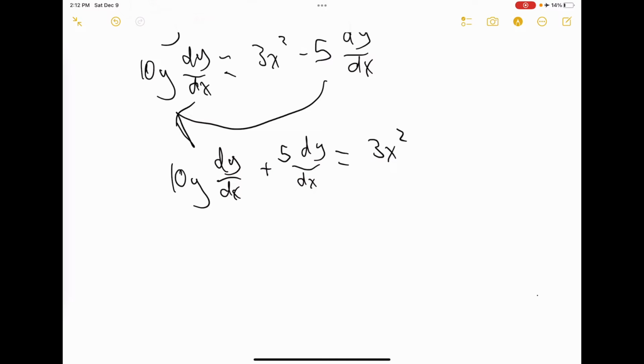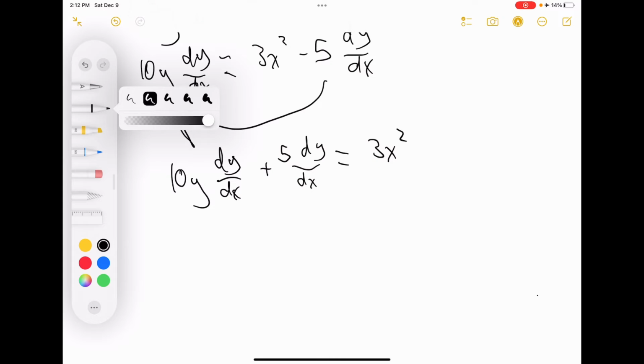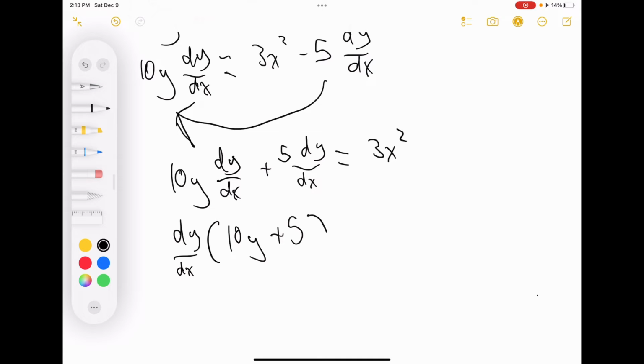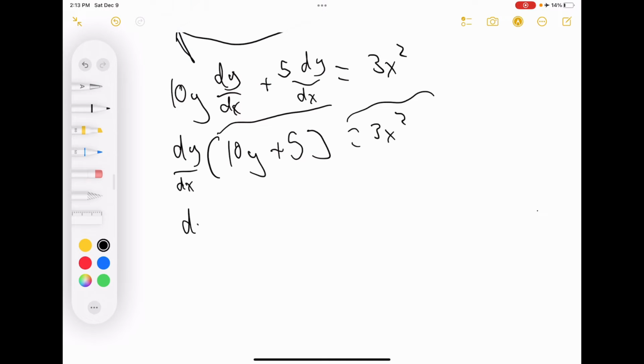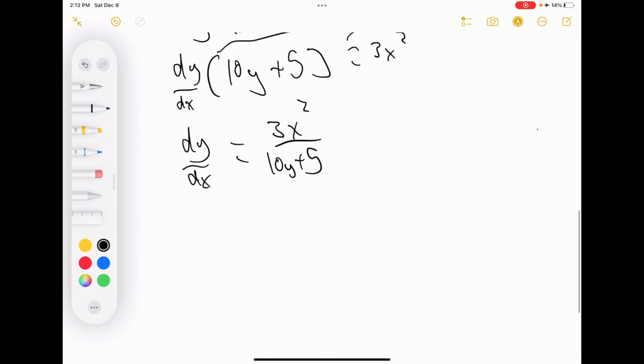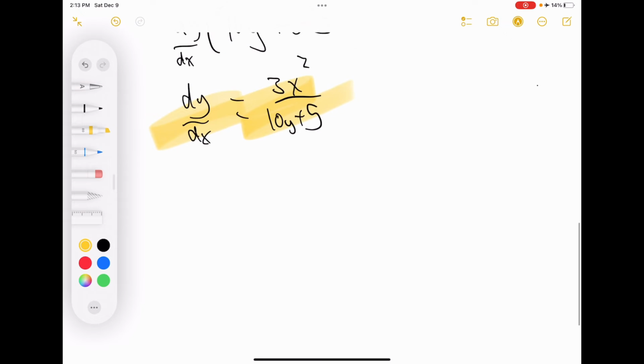Okay. Now what do we have to do here? Well, we need to solve for dy dx. So this whole thing can be simplified down into dy dx times 10y plus 5 equals 3x squared. Now, to solve for dy dx, divide both sides by this term. So dy dx is going to be equal to 3x squared divided by 10y plus 5. And that's our answer right there. Let's go over some more problems.